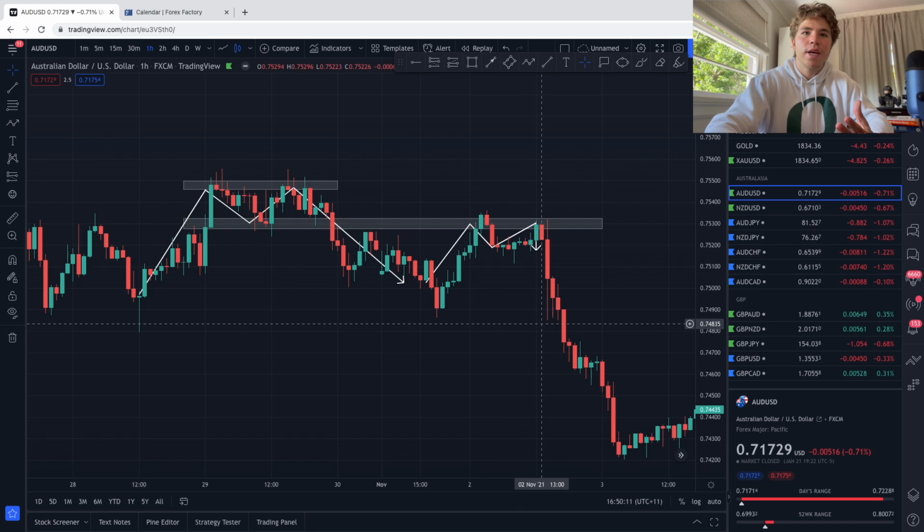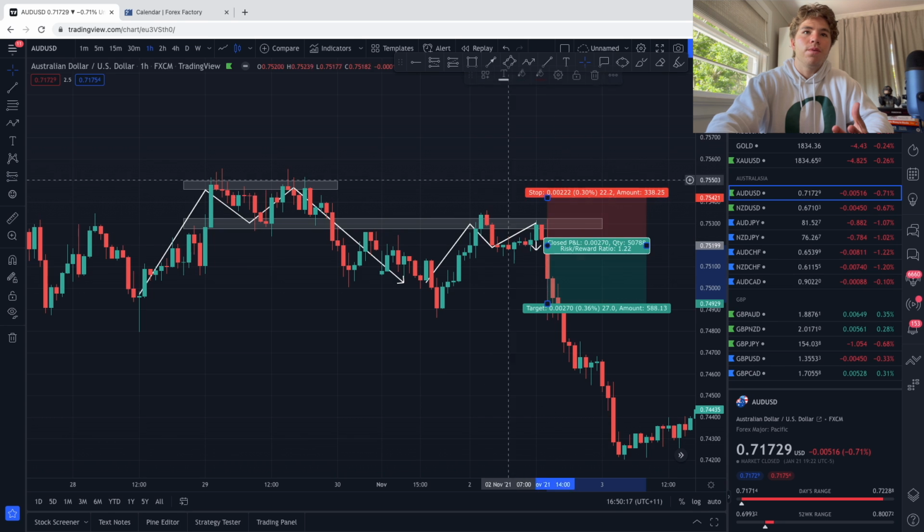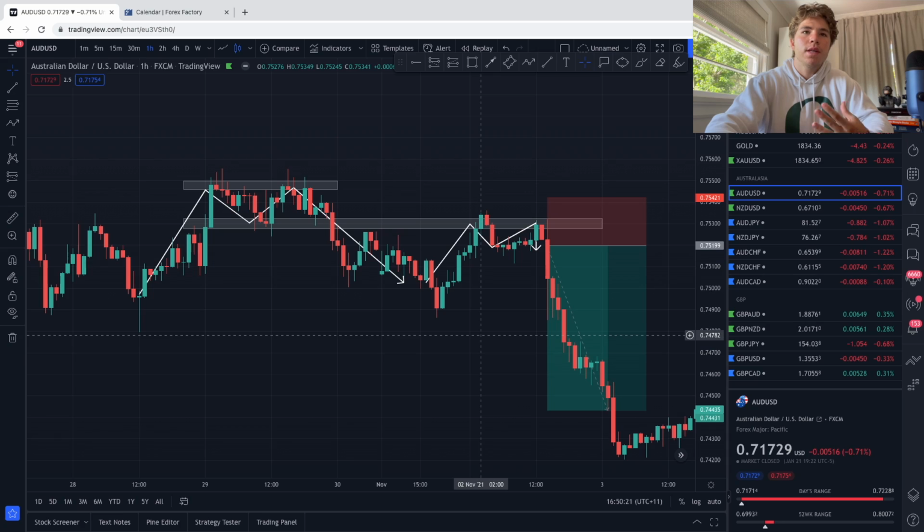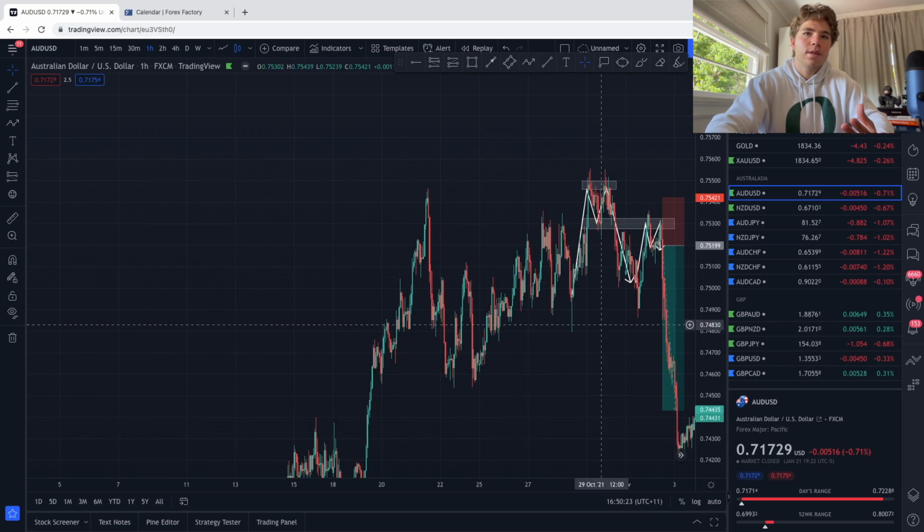You could have even entered down here, but I actually took this trade, entered just around here, and what do you have? Nice double top, price shoots down. It's simple as that.